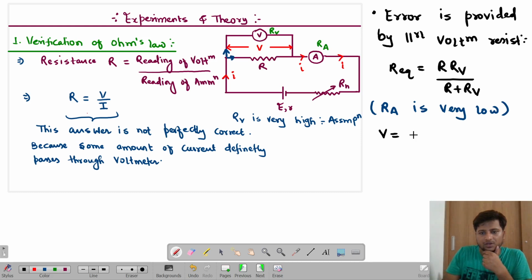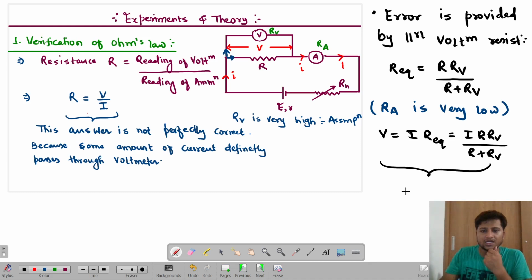So now, actually my measured value, if I apply Ohm's law on this R and RV, so V is equal to what? I into R equivalent this time. Yeah, so voltage drop is equal to I into R equivalent. And I into R equivalent is how much? I into R into RV divided by R plus RV. So this is actually the real measured value or equation which you do. Are you able to get me or not?